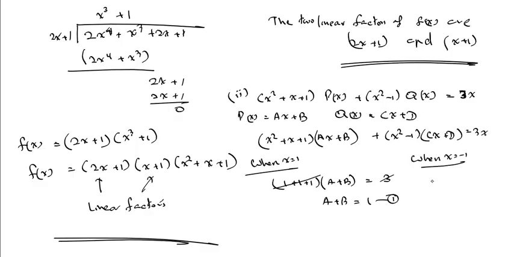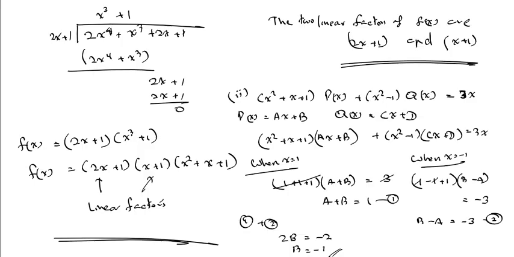When x equals minus 1, 1 minus 1 plus 1 times (minus a plus b), like this. Plus this becomes 0, so you have minus 3 here. This and this cancel off, so b minus a equals minus 3. Now if I add the first equation with the second equation, b plus b is 2b, a and a cancel off, minus 2, so b equals minus 1. If b equals minus 1, a minus 1 equals 1, a equals 2. So a equals 2, b equals minus 1.